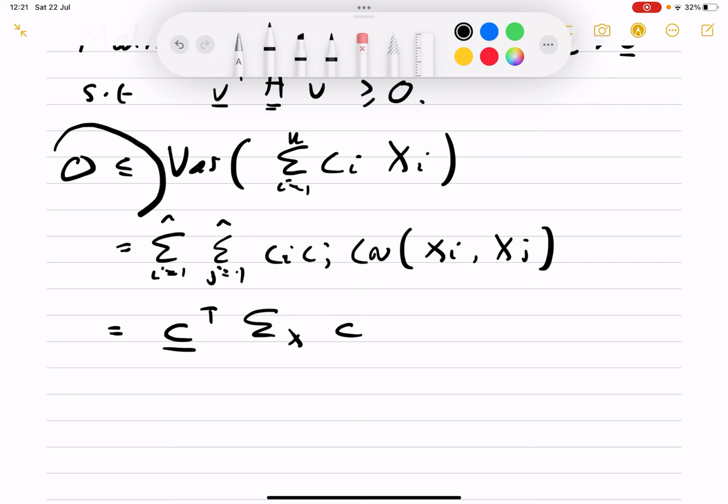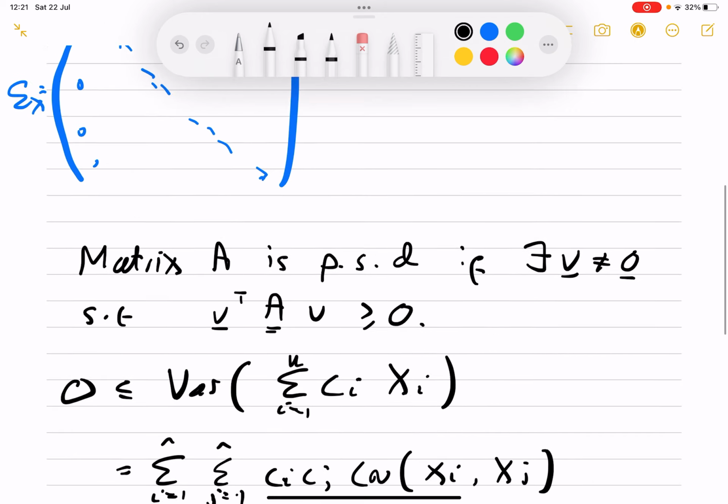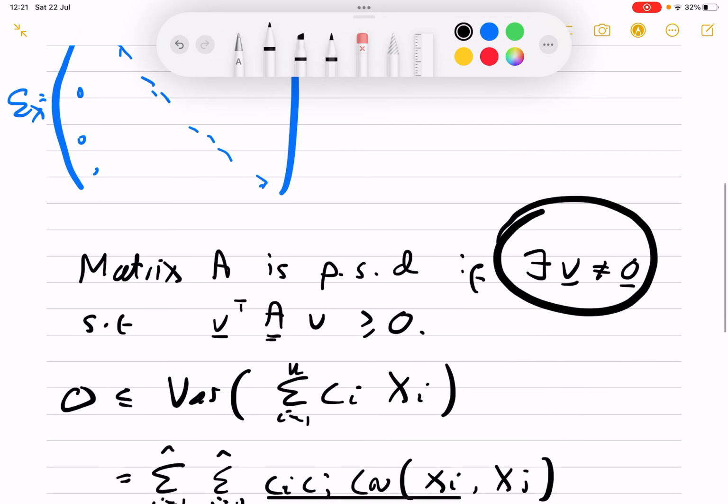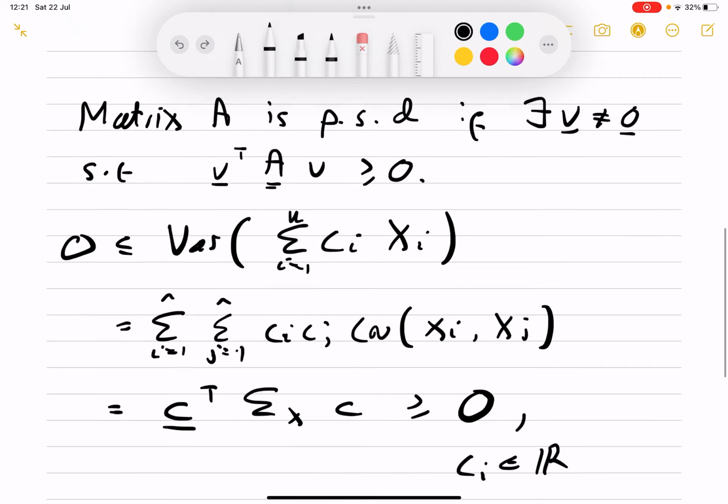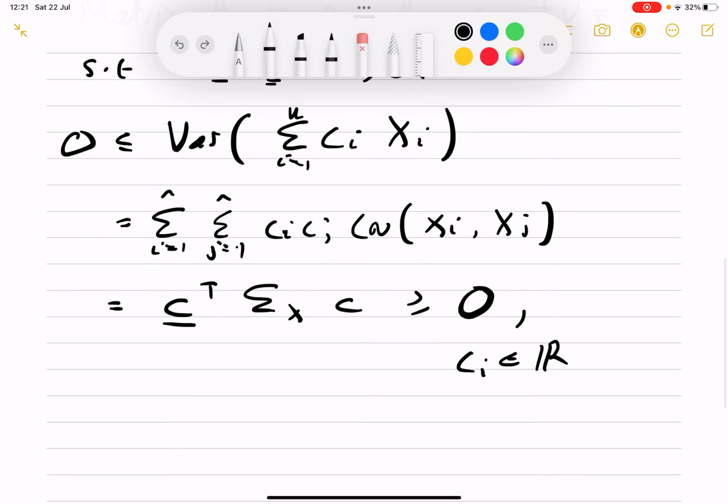And we know that this is greater or equal to 0, so we can write here that it is greater or equal to 0. And if we say that ci is real, and that the vector C is not equal to 0, which satisfies this part of our definition, we can say that, yes, in fact, sigma x, the covariance matrix, is positive semi-definite.